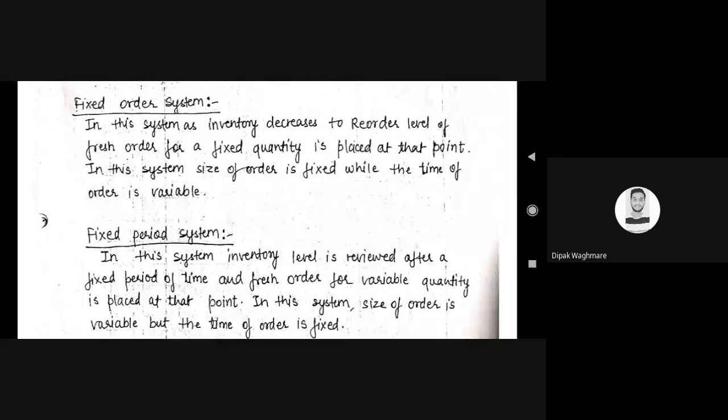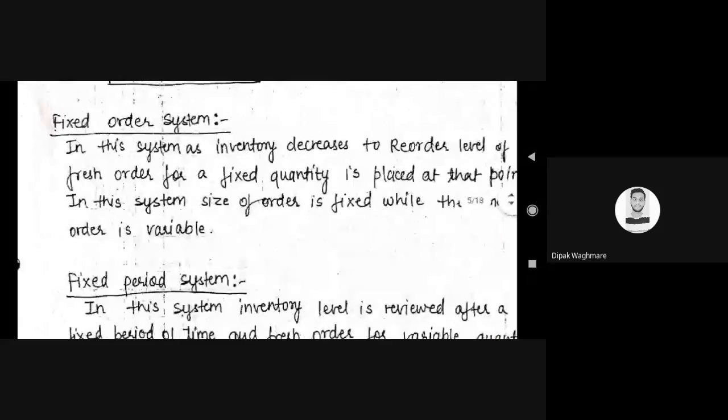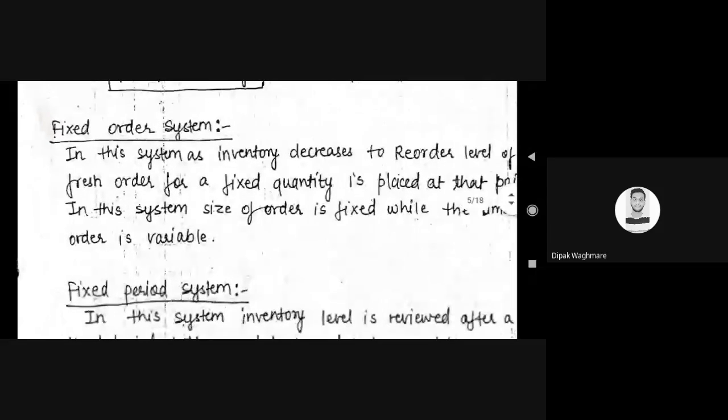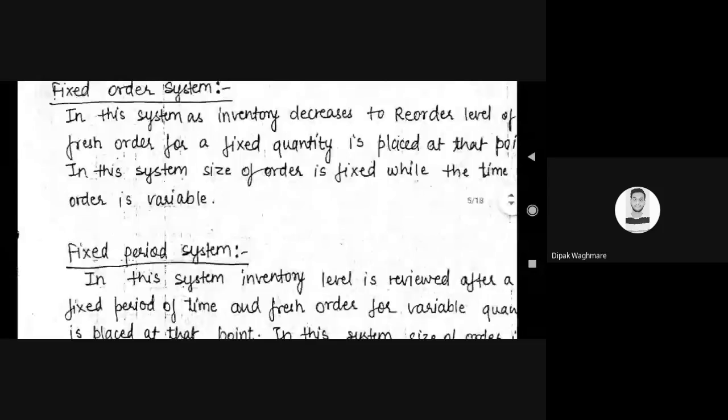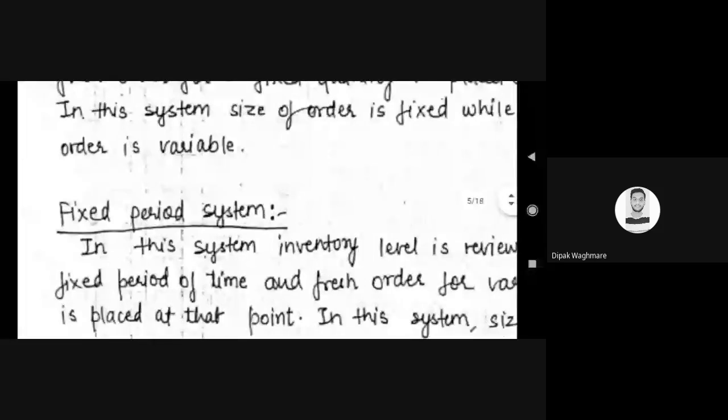Suppose you take an example of a fixed order system. We have to order, for example, 10 automotive parts per month or per week. This is nothing but a fixed order system. Next is the fixed period system. Every week, every Sunday, we have to order an item. This is nothing but the fixed period. This is very simple.